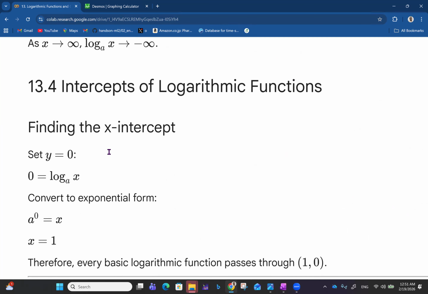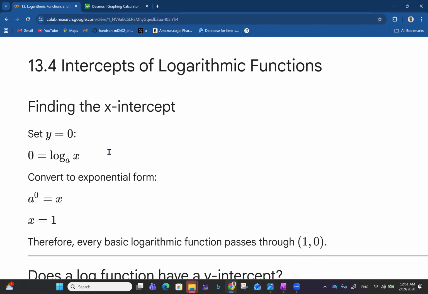So we have that. Then we can talk about intercepts of logarithmic functions. To find the x-intercept of a logarithmic function, the intercept is where it cuts the x-axis. So what you need to do here is set y equal to 0. The x-intercept is where y is 0. So instead of y equals log x to base a, y is 0, so you have 0 equals log x to base a. And by raising a to the power 0, x is equal to 1.